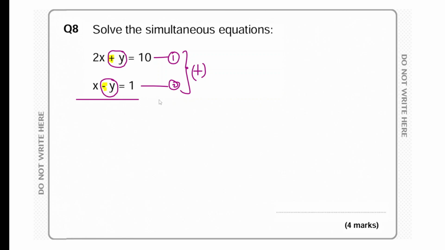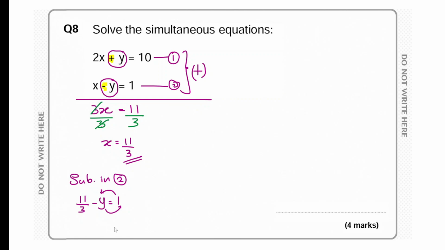So you're going to add these two. Now let's do the addition. 2x add x is 3x. y take away y, cancel out. 10 add 1 is 11. Now divide both sides by 3. And these two get cancelled out. So I know the value of x is 11 over 3. To find the value of y, I need to substitute in one of those two. Substitute in 2. Let's do that.